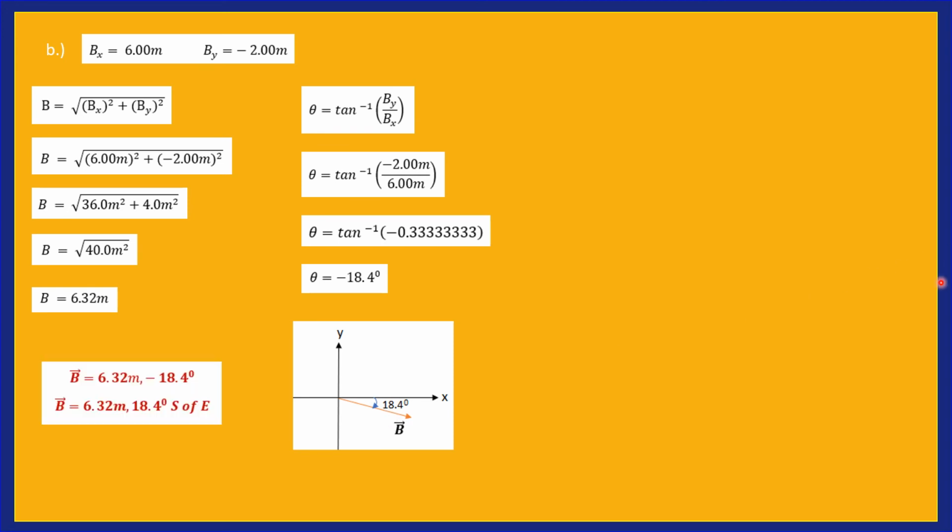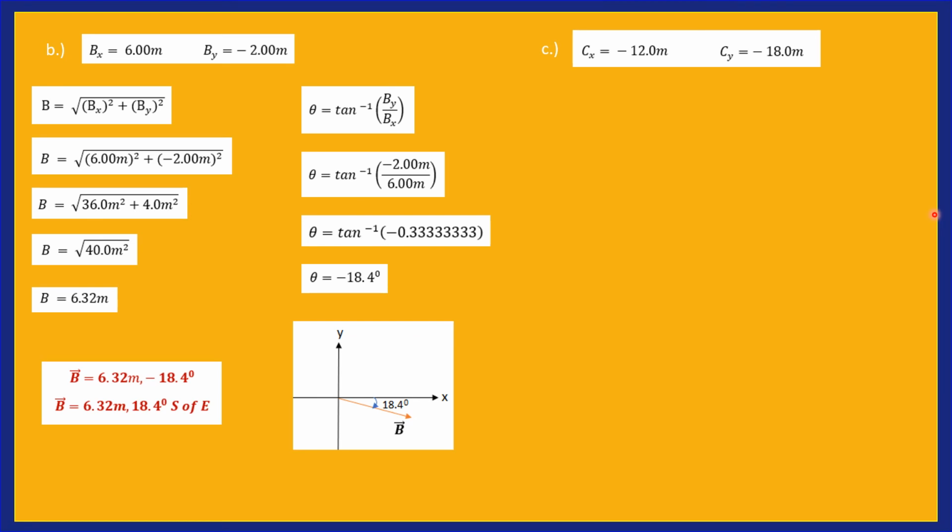So that's why we can write vector B to be equal to 6.32 meters in magnitude, comma, a direction of negative 18.4 degrees, or we have 6.32 meters, 18.4 degrees south of east. This is the south direction, we have east, so from east going south, 18.4 degrees.